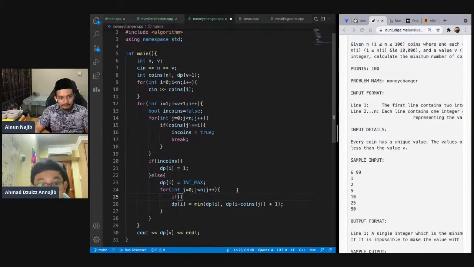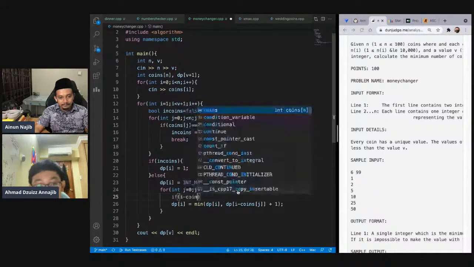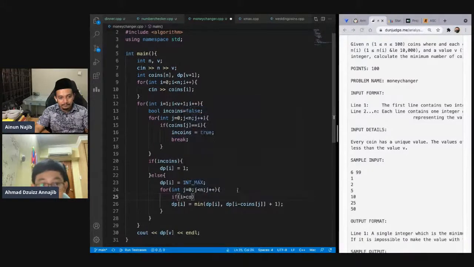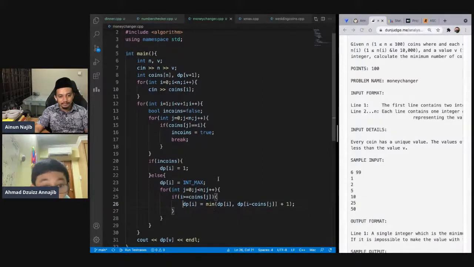If i is greater than coins j. Is it greater or equal? You need to be very careful, but if it's equal, then I need the 0. Oh yeah, you're right. So it's greater only, not equal. Sorry, you're right, it's strictly greater.